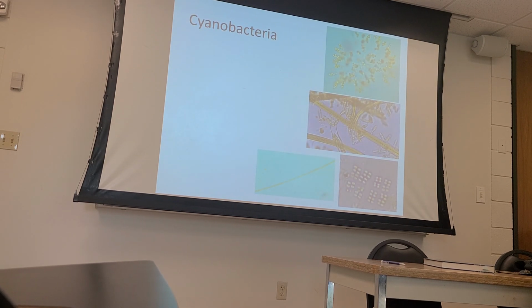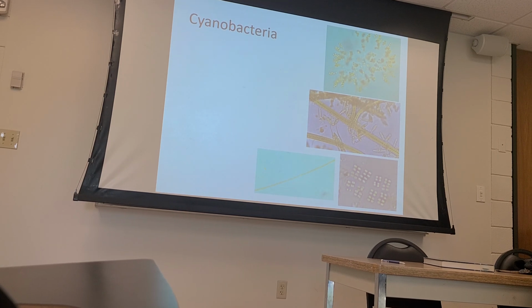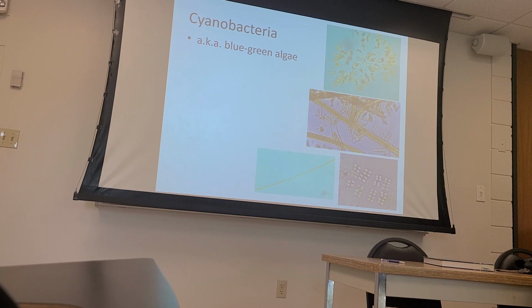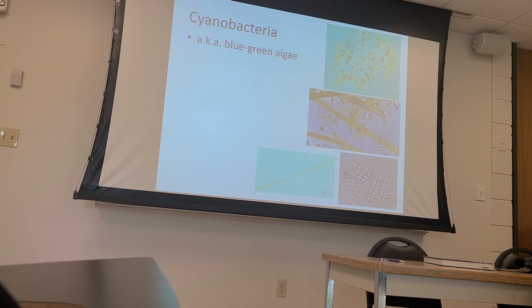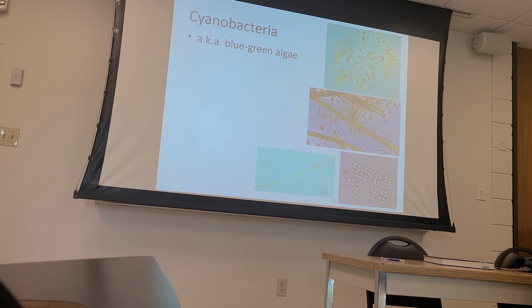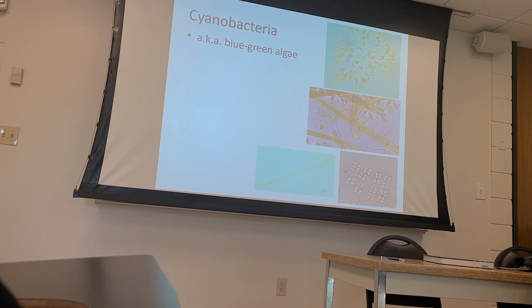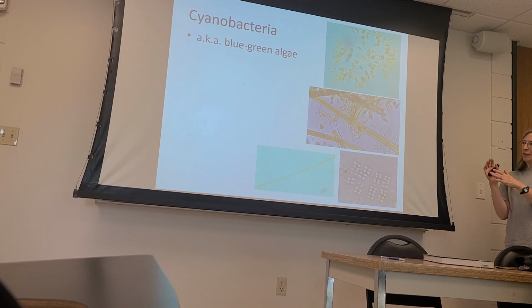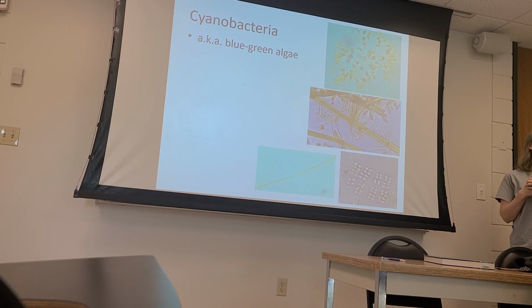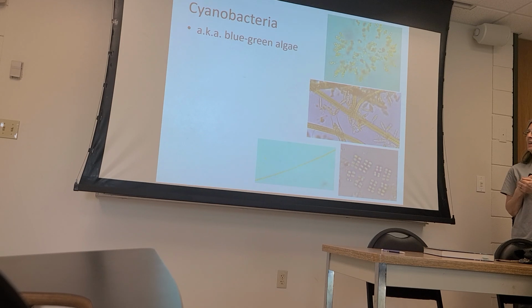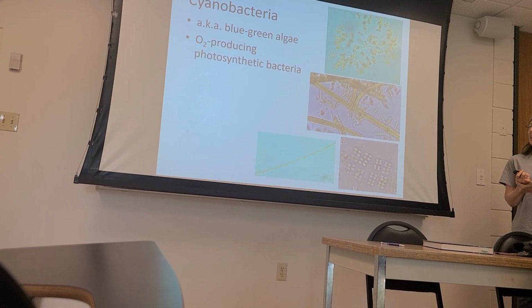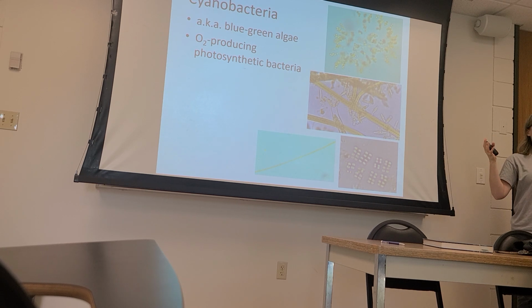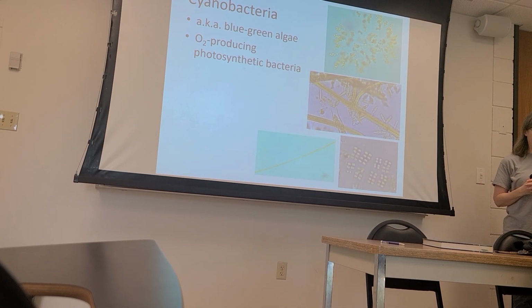On to the good stuff, cyanobacteria. These actually have a lot more morphological diversity, so they're a little bit more fun to look at. But cyanobacteria, also known as blue-green algae. But since cyanobacteria are bacteria, we generally don't want to call them algae because we want to reserve the term algae for the eukaryotic stuff, the eukaryotic photosynthesizers like diatoms and green algae that we looked at in the lab the last couple weeks. And any oxygen producing photosynthetic bacterium is considered a cyanobacterium.